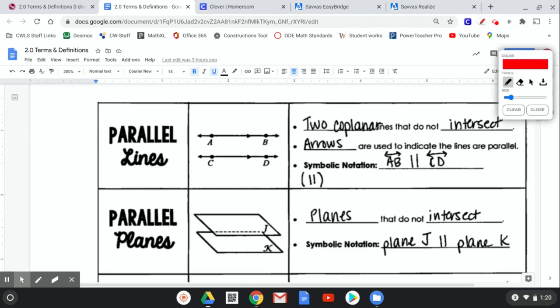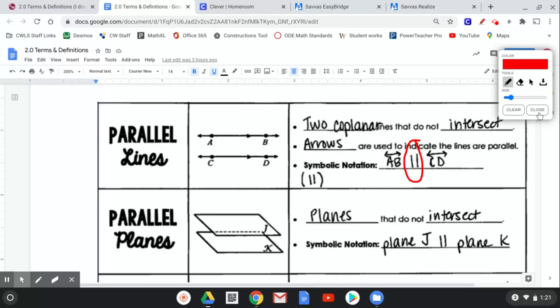I will say that this is our symbol down here. That is what we use to indicate that lines are parallel. So just be aware of that. You're going to see problems when they say this line's parallel to this line. So that's the shorthand symbol we use.